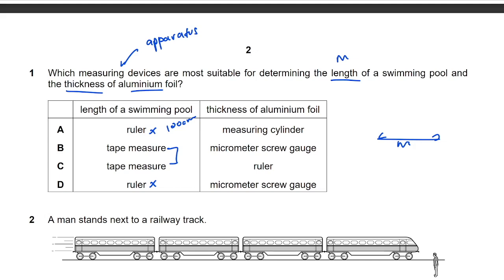Now, a thickness is always measured using a micrometer screw gauge. So the most suitable apparatus, because here it's saying most suitable, would be the micrometer screw gauge. It says most suitable because of course you can use a ruler, right? And you could use so many rulers to measure the length, but it is not most suitable. Hence why we use a micrometer screw gauge and a tape measure. So the answer would be B.